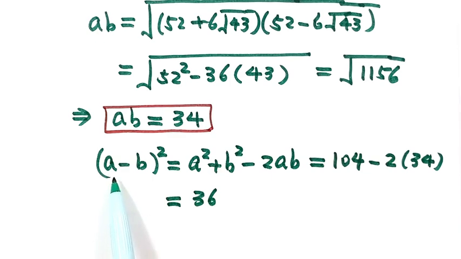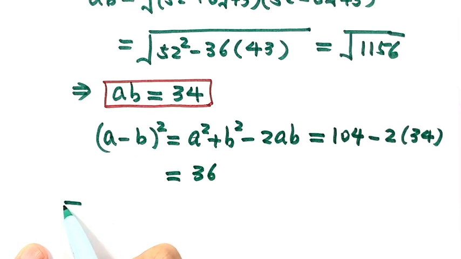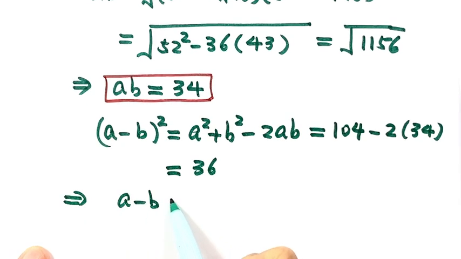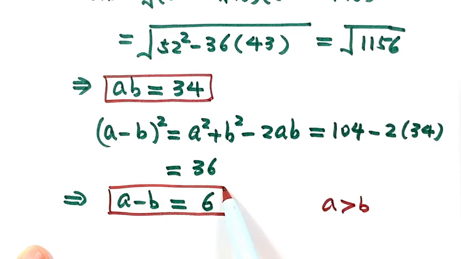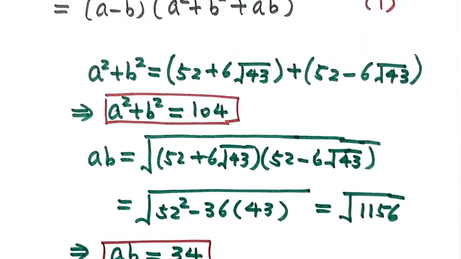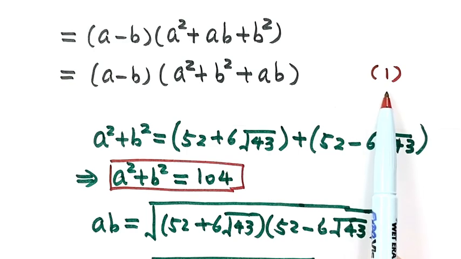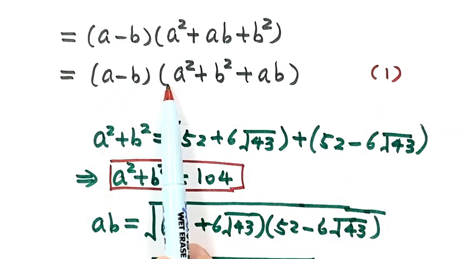Because we want to find out what is a minus b, we have a minus b, just both sides take a square root. So then we have 6. The reason we only keep a positive value is because a is bigger than b. So a is bigger than b, that's why we only keep a positive value. So now this is the third result. Then we have these 3 results, and we're going to put them back into expression 1. Okay, so we have the results for these 3 parts.